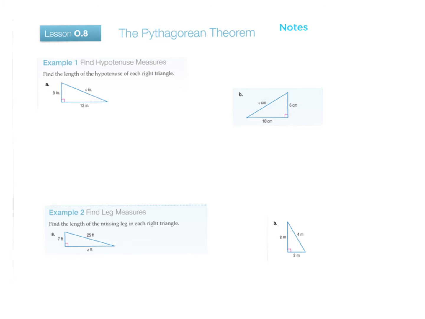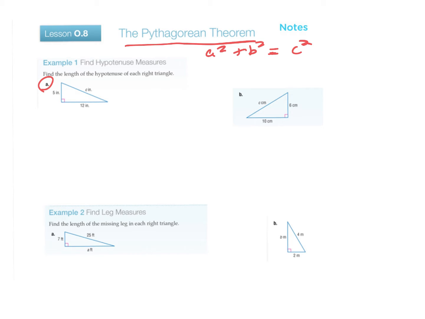So what we're going to do here is review the Pythagorean theorem, which is a squared, which is one leg, plus b squared, which is the other leg, equals c squared, c being the hypotenuse, or the longest side.